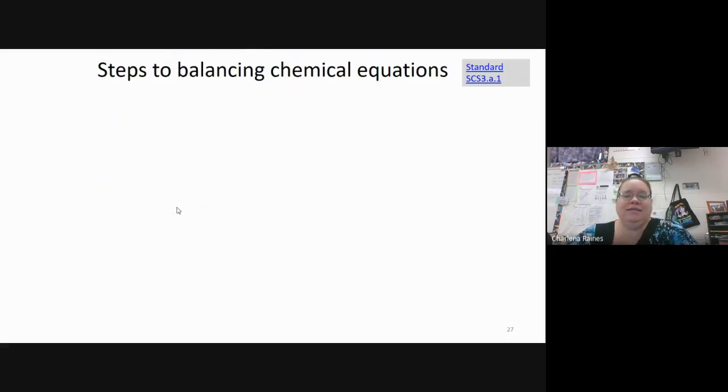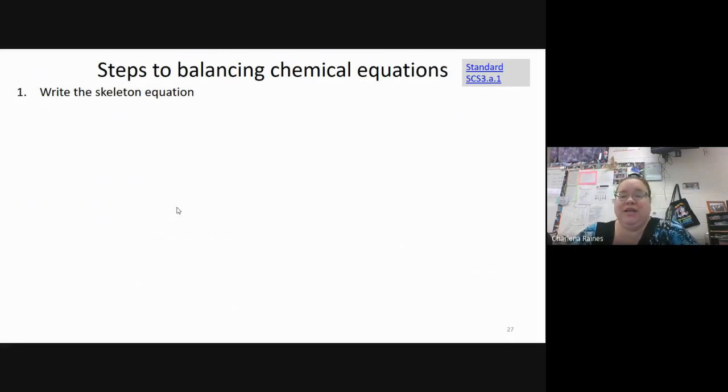Now, I like a nice simple procedure for balancing equations. This is how I go about balancing an equation. And I know some of you have had physical science in high school, and your physical science teacher might have done it differently. If they did, and you remember how to do it, as long as it works, I'm okay with you using that process.